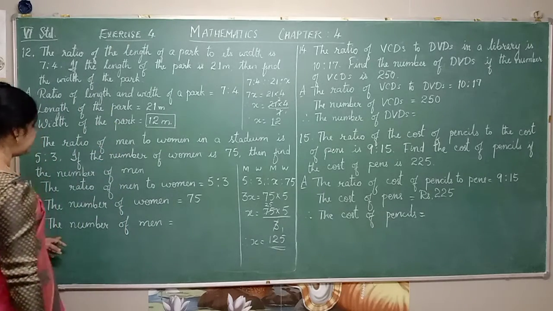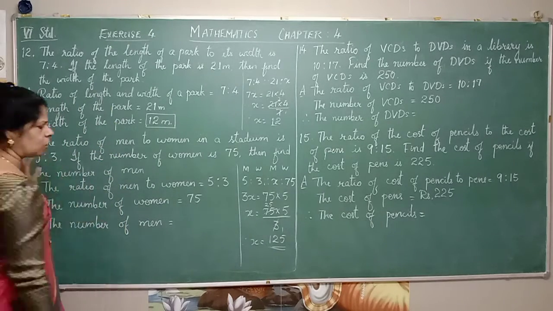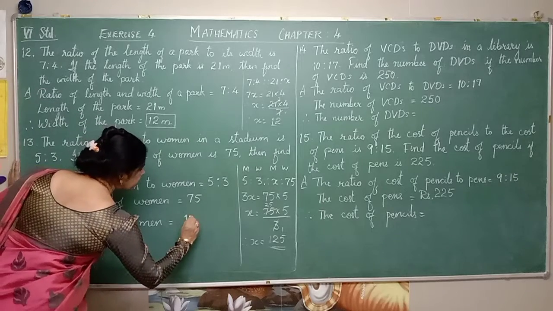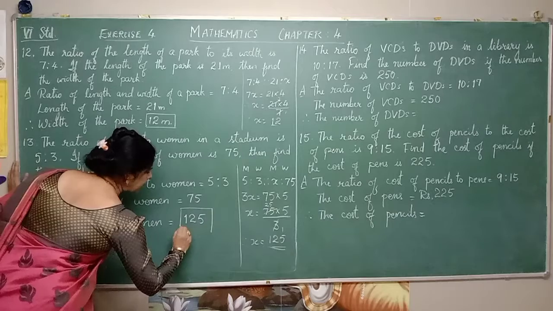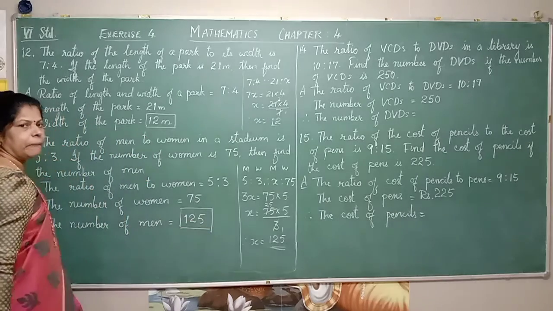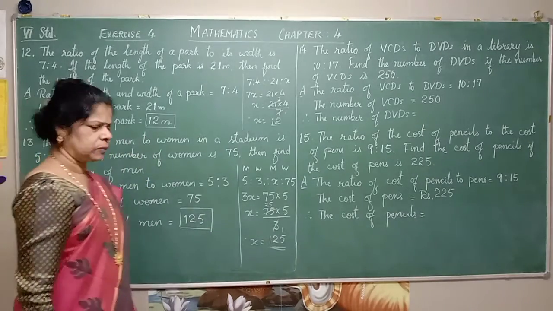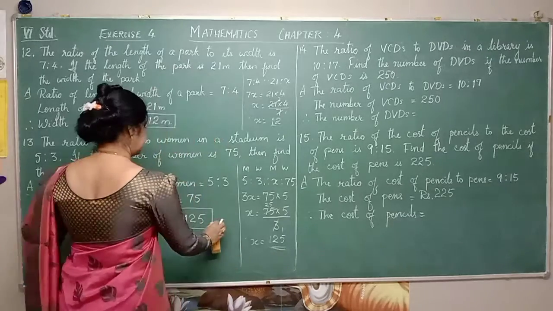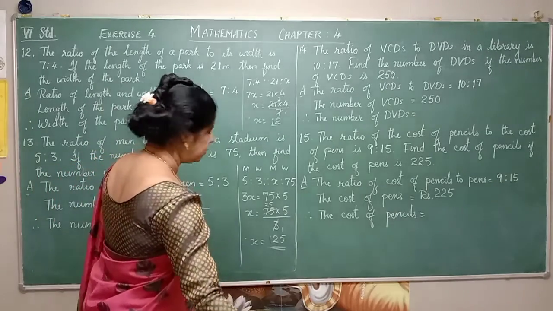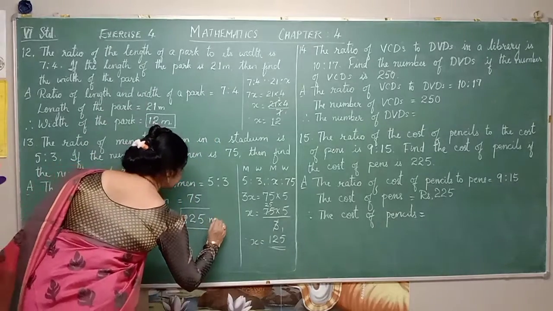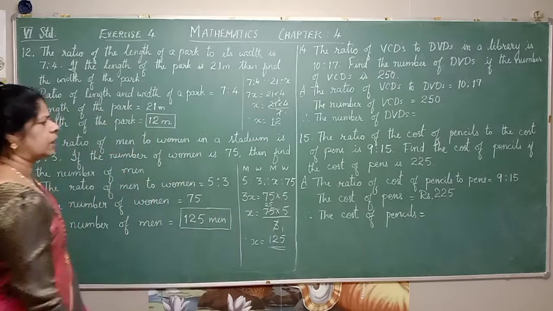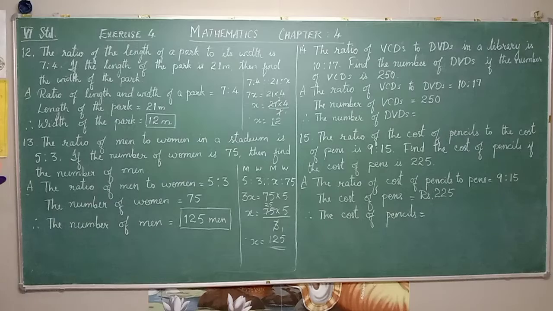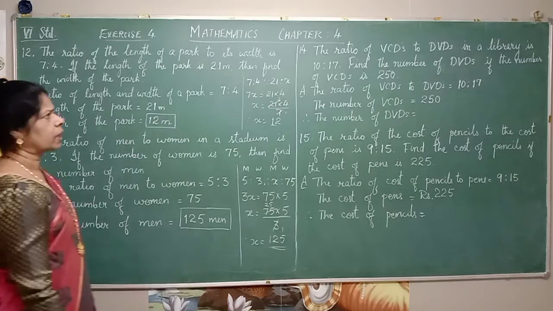So here you should write the number of men is equal to 125. So 125 men there. You write men only. 125 men. Understood? Now let us go for the next one.